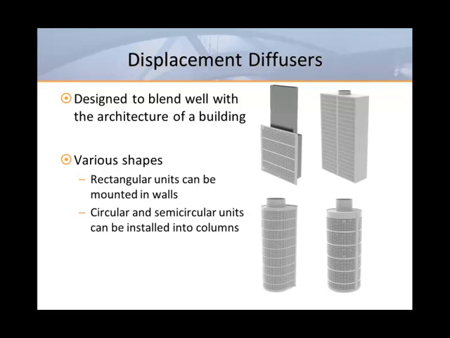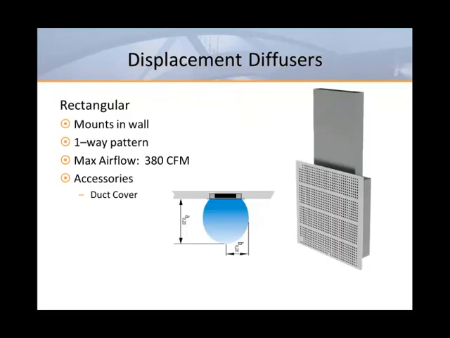Luckily, displacement diffusers come in a wide variety of sizes and styles. Matching duct covers and optional mounting bases are also available to provide a clean installation. Now let's look at what's available. This is a rectangular flush model designed to fit inside a wall. These are available in a variety of standard depths and face sizes. As you can see, this unit creates a one-way air pattern.